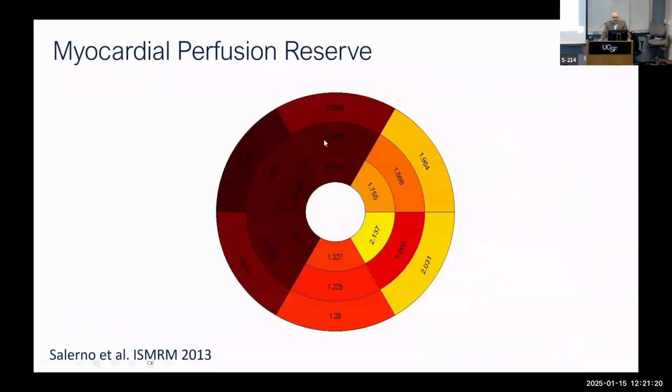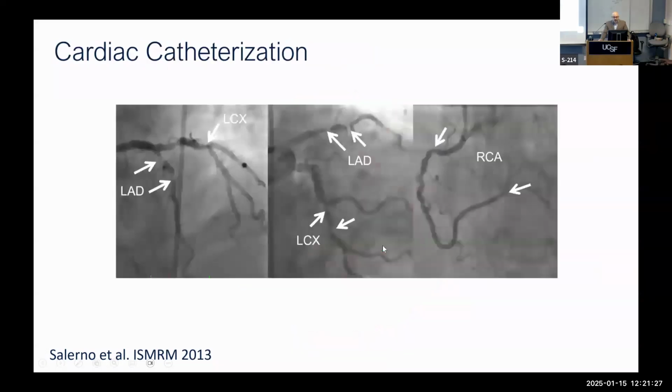And here are the flow reserve numbers, all really less than 2, only bordering 2 a little bit in the circ territory. And then when you look at this person's coronaries, they're basically horrible as you'd expect, like tandem 99% subtotal occlusion of the LAD, moderate disease in the circ and right. And you can see that in the gradient also if you look at the perfusion values.